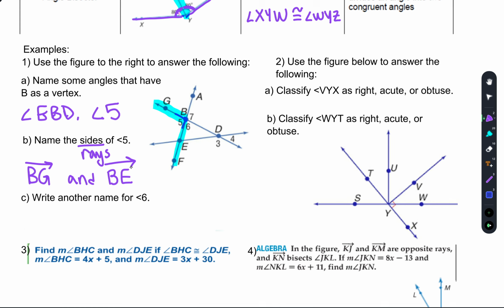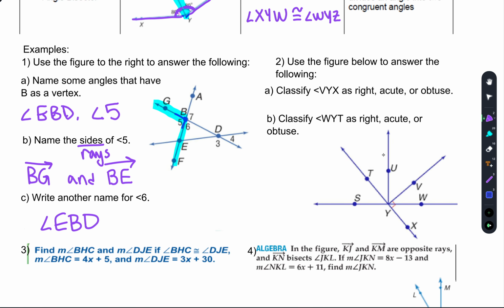Okay. Another name for angle 6. Instead of using that number, remember that we can use our 3 letters. So I'm going to call that one, B is my vertex, so I got to make sure B is in the middle. I'm going to call that one EBD. We could call it DBE, we could call it DBF, we could call it FBD, right? There's a lot of options here. Any questions on that first problem?